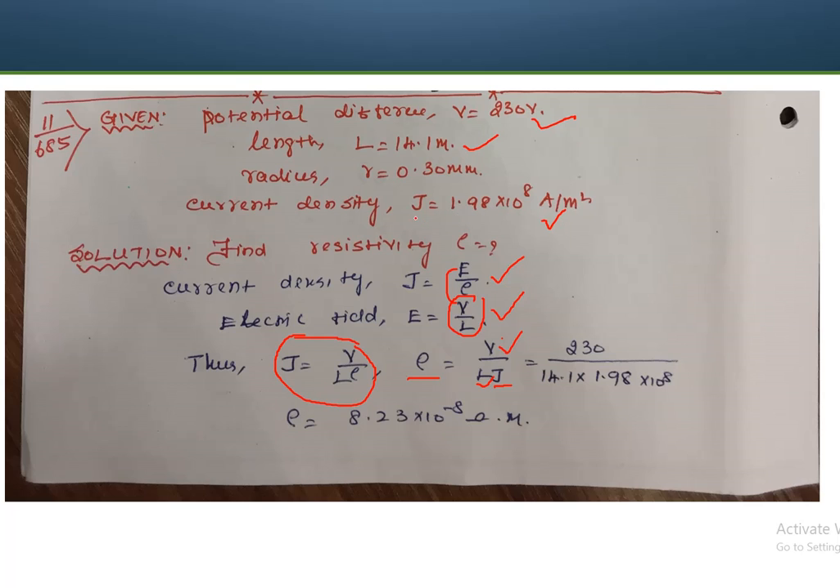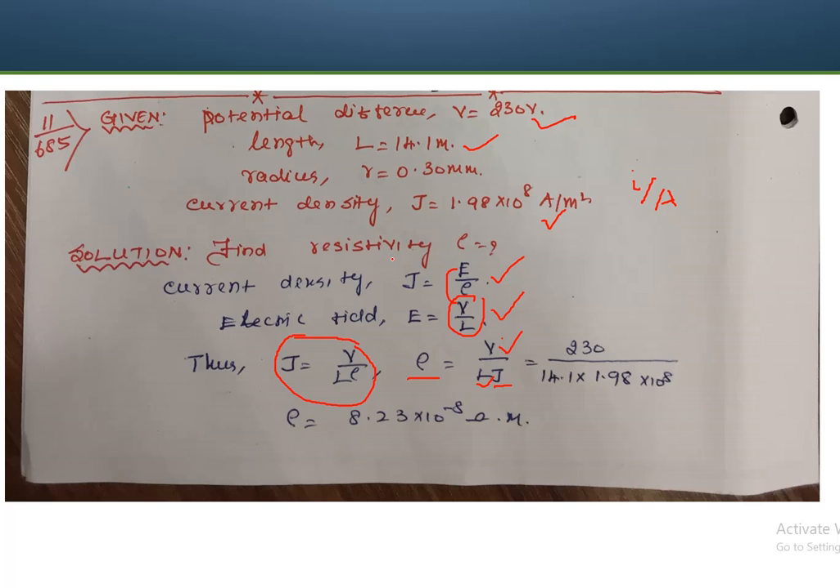The unit of current density: J is equal to I divided by A. This is the standard formula to calculate the value of current density J. Here, the unit of I is ampere, the unit of A is meter square. This is a standard formula.